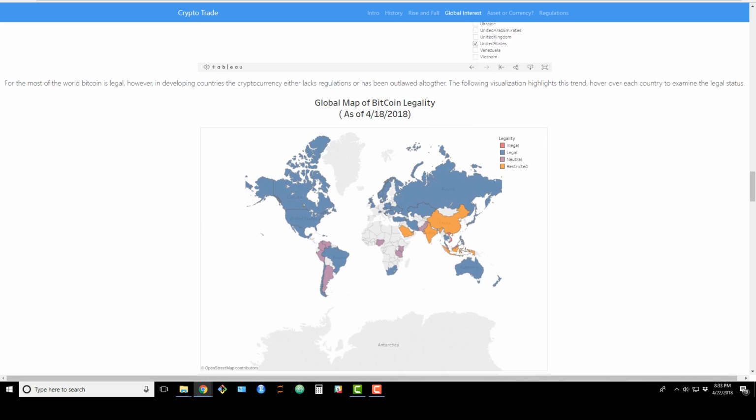Here you can see a map showing the legality of Bitcoin by country. So if you want to see what the status of Bitcoin is in the particular country you live in, you can do that. You can see whether it's legal or restricted.